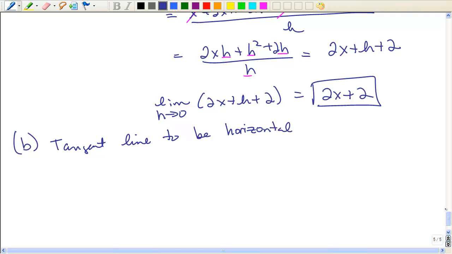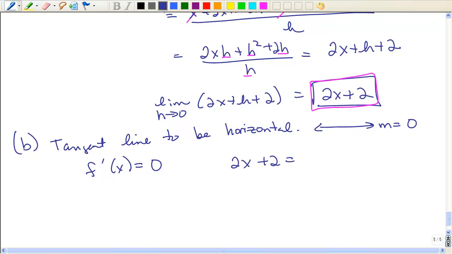Well, if you recall from that example previously, a horizontal line has a slope of 0. So they're asking you to find the value of x where the derivative equals 0. Here's the derivative. So I want to say, when is this derivative equal to 0? So I just solve for x, right?